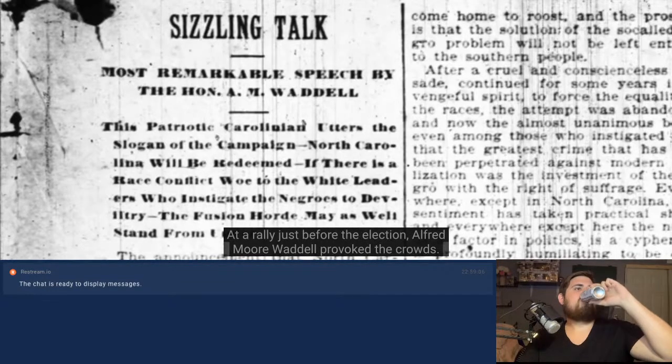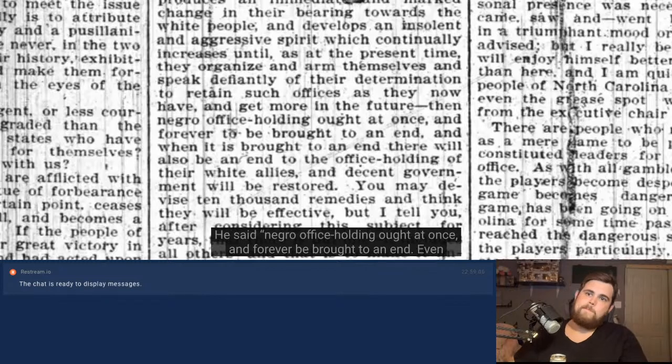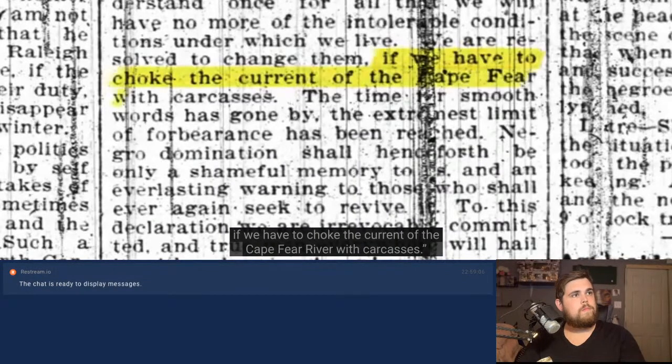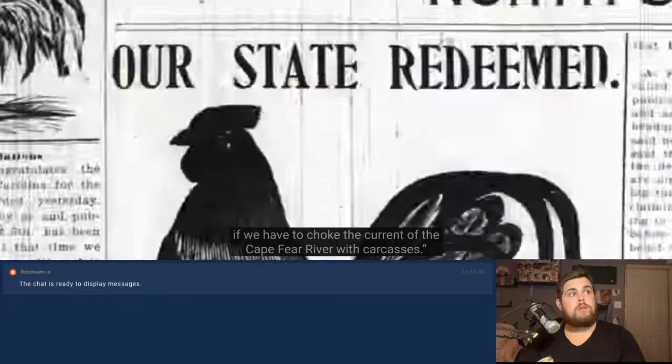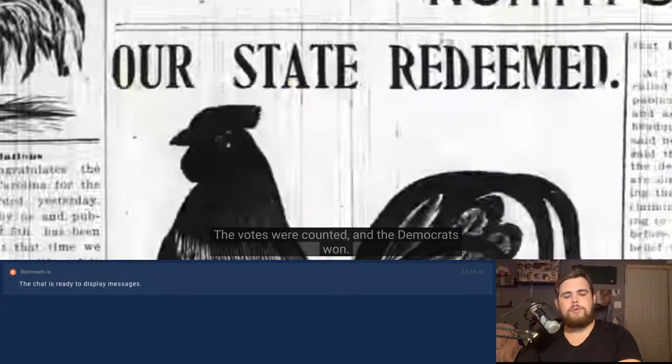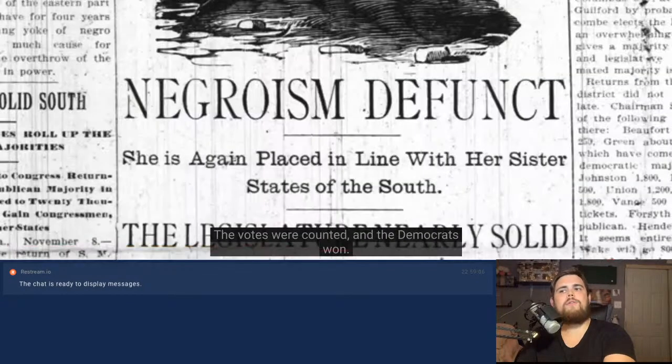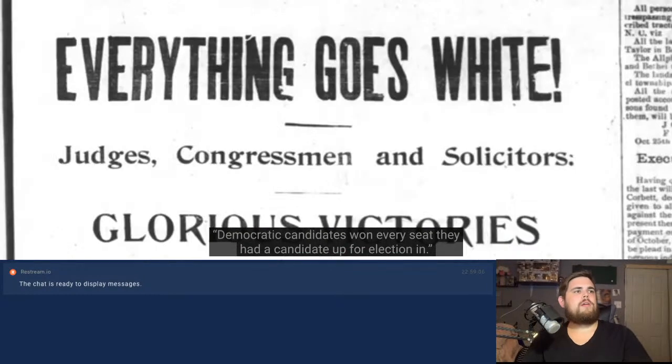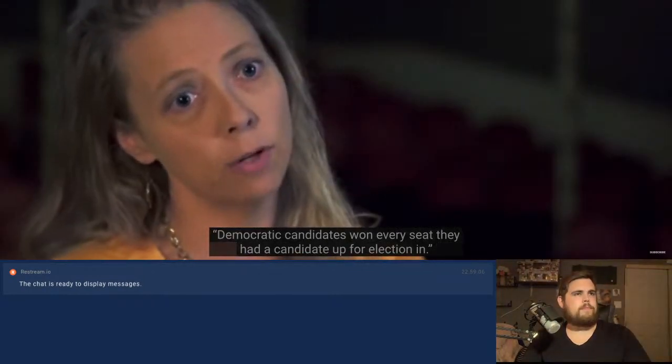At a rally just before the election, Alfred Moore Waddell provoked the crowds. He said, "Negro office holding ought at once and forever be brought to an end, even if we have to choke the current of the Cape Fear River with carcasses." The votes were counted, and the Democrats won. Democratic candidates won every seat they had a candidate up for election in.